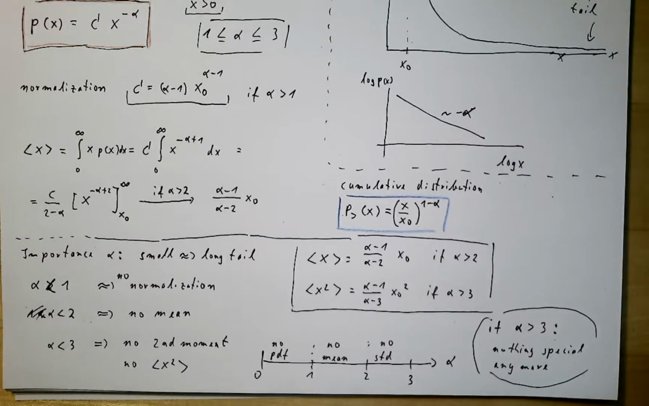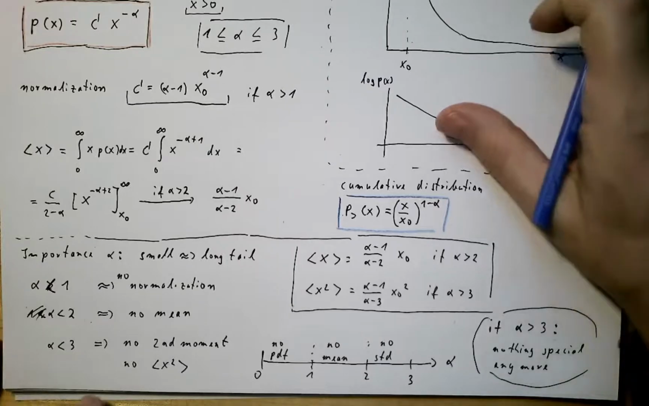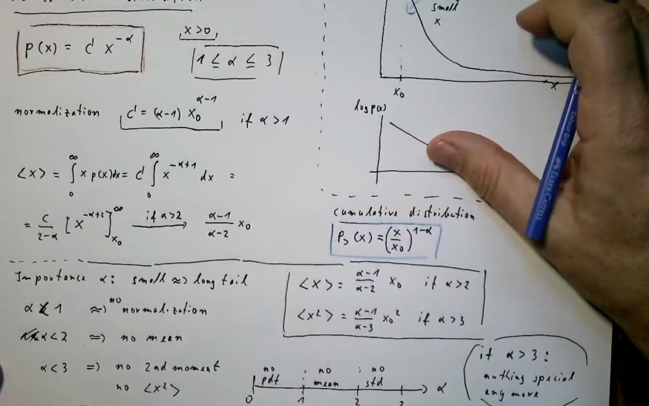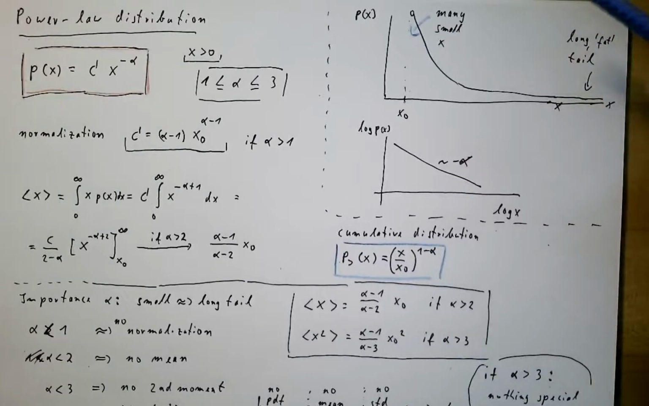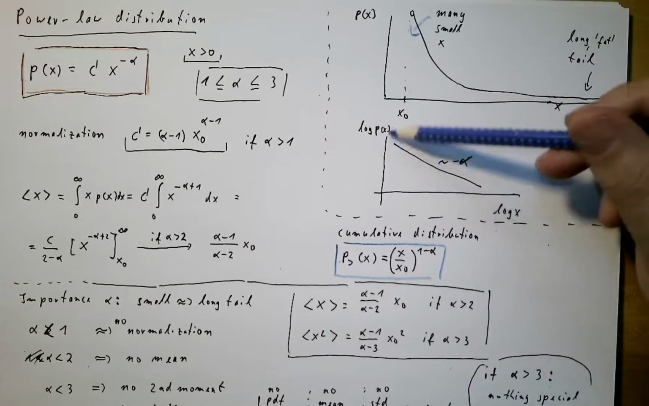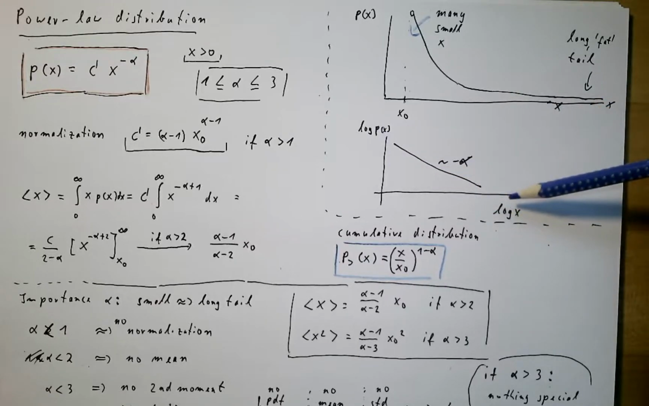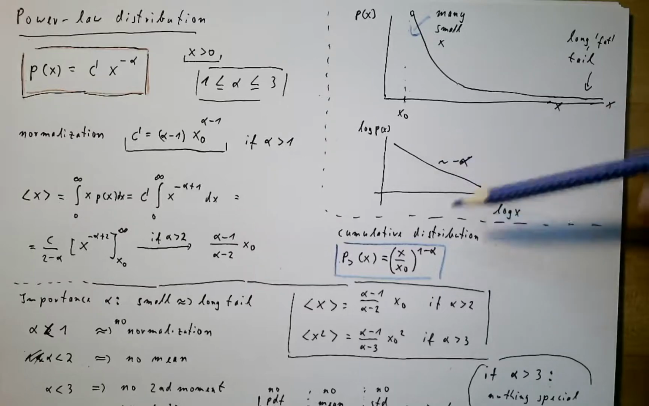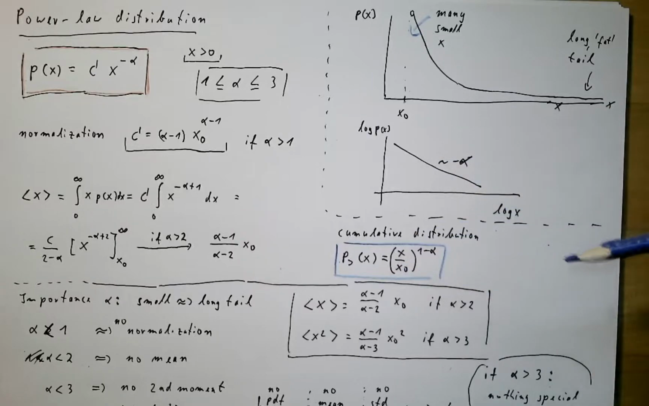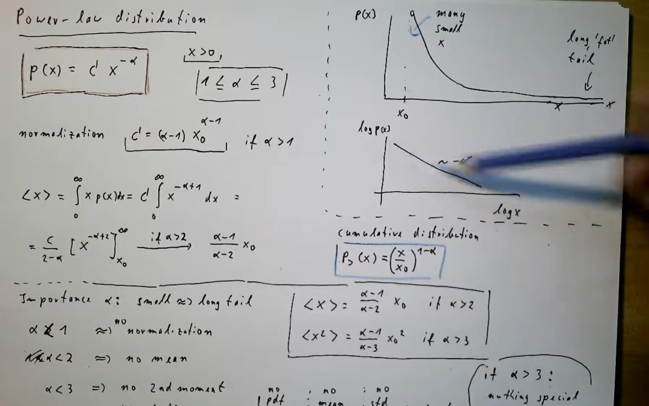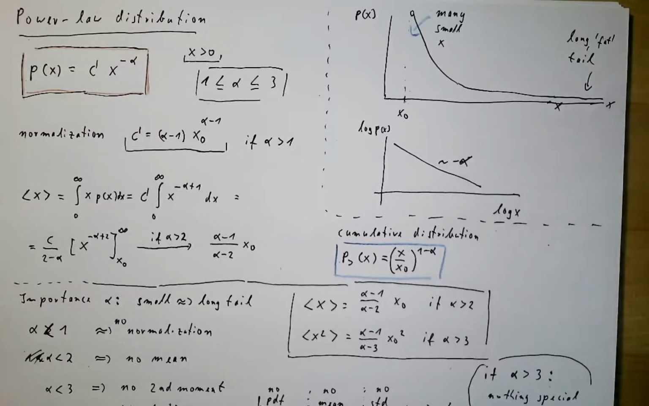So if you have data, a sample of random variables, and you think it might be power law distributed, the first thing you can do is plot the histogram on a double logarithmic scale and see if it's a straight line, and then your distribution might be a candidate for a power law. Or you look at the cumulative distribution, and if it is a straight line, then it's also a candidate for a power law distribution.